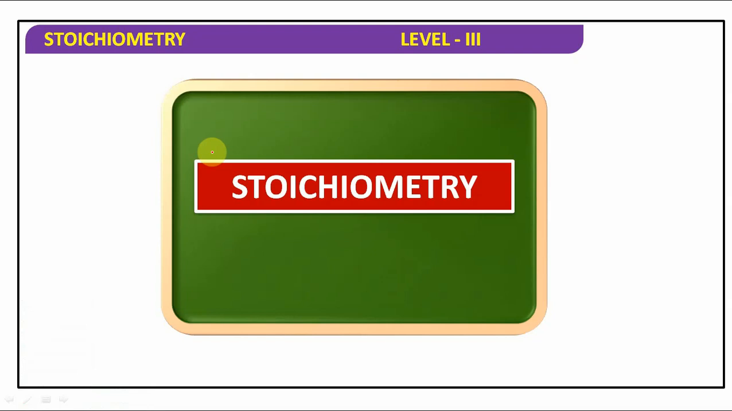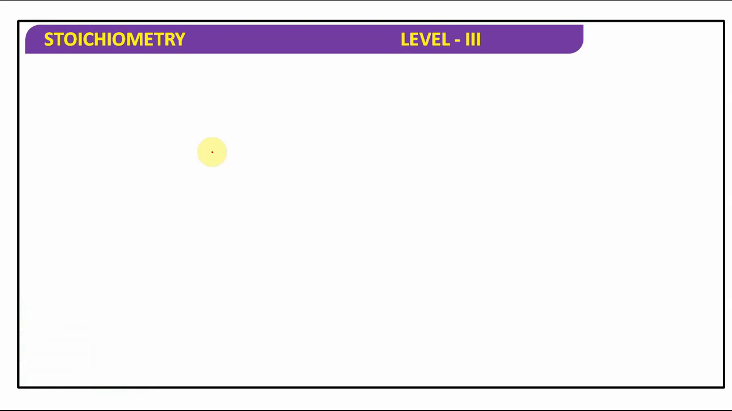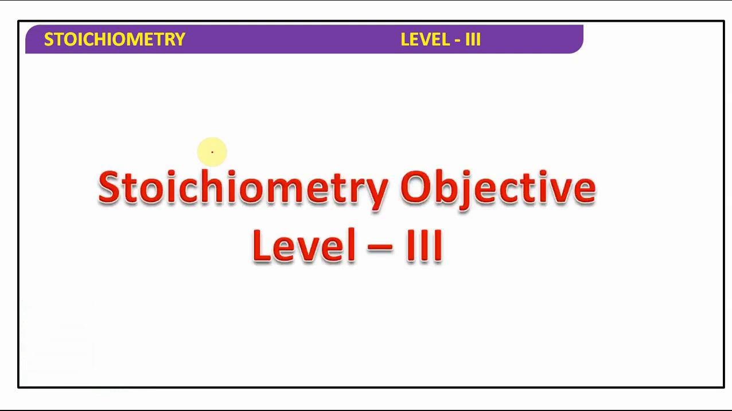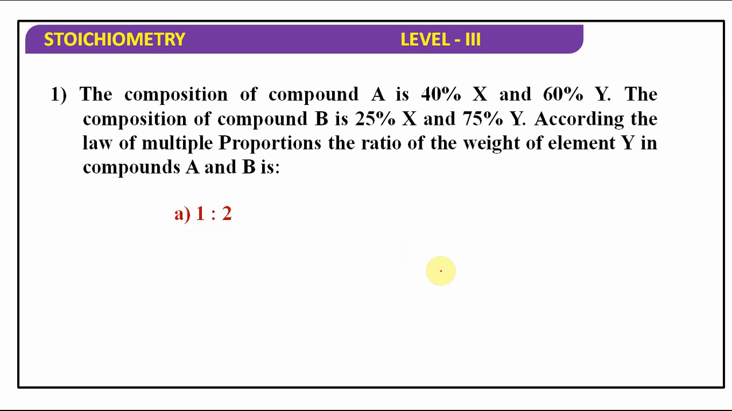Let's move on to the numerical session. These numericals, which are level 3 questions, we are going to solve for today's session. So the first numerical they have given, let's see. Observe it carefully. The composition of compound A is 40% X and 60% Y, and the composition of compound B is 25% X and 75% Y.